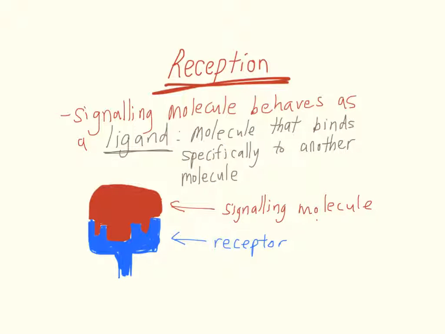Now here we have a signaling molecule and a receptor. As you can see, this interaction is very specific. The signaling molecule will only bind a specific receptor. It won't just bind any old receptor. In fact, the signaling molecule is often referred to as a ligand. The definition of ligand is a molecule that binds specifically to another molecule, and usually that other molecule will be much bigger.